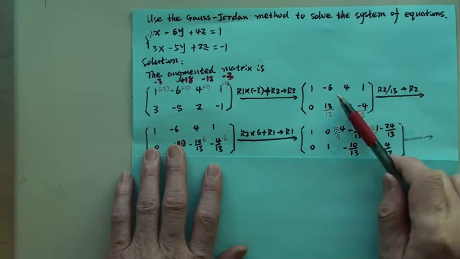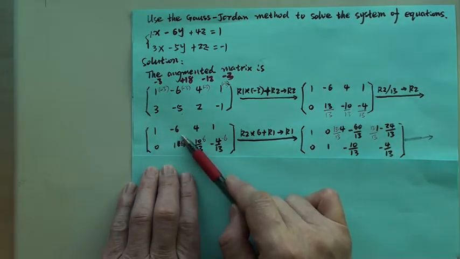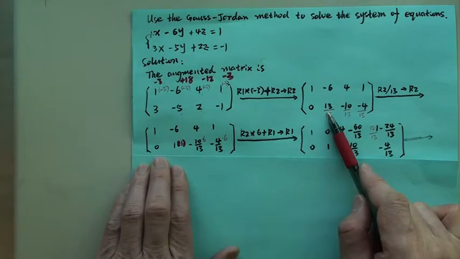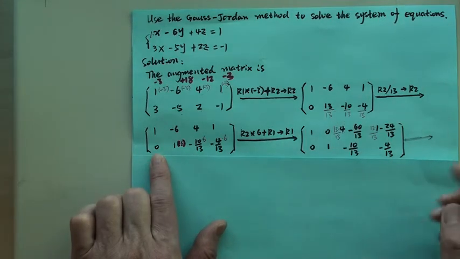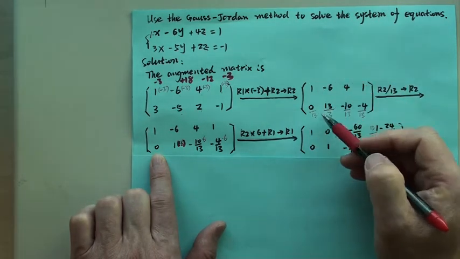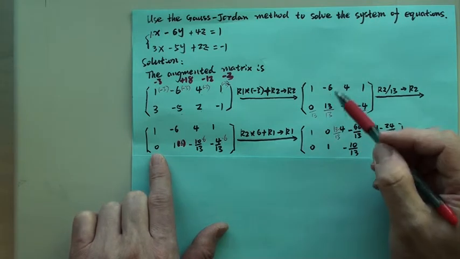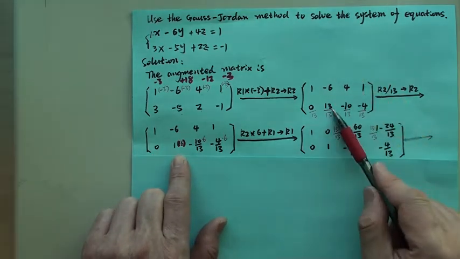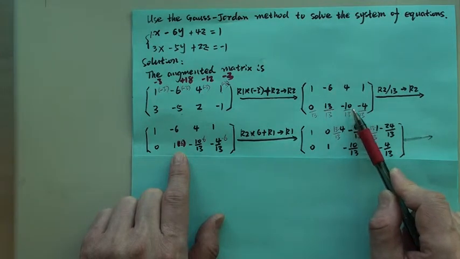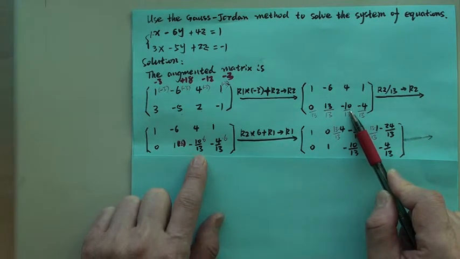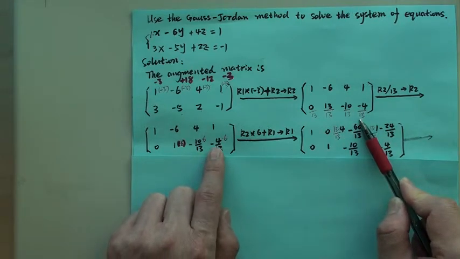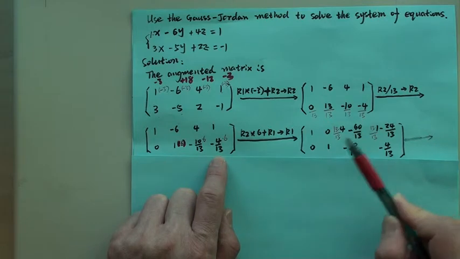In the new matrix, 1, negative 6, 4, 1 is not changed, so we keep it. And then the new second row is 0. You may ask why not change it here, but again, 0 divided by 13 is 0. And 13 divided by 13 is 1. Negative 10 divided by 13 is negative 10 over 13. And negative 4 divided by 13 is negative 4 over 13.